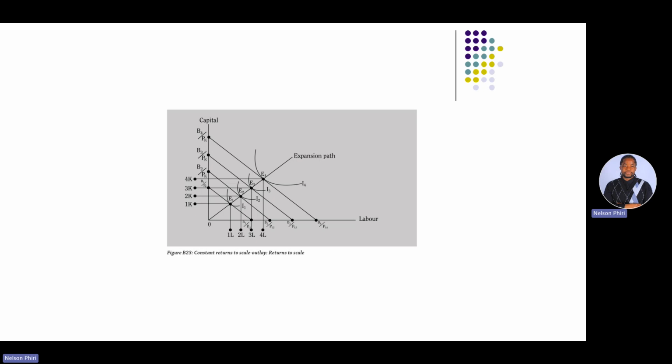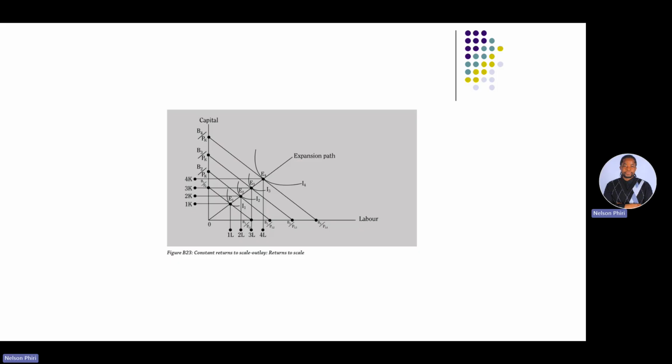Then we have your long run returns. So this is figure B23. This should be figure B23. Let me look at that. Yes, it's figure B23, which is found on page 79. So here we're looking at how you would look at your constant returns to scale. With constant returns to scale, if you increase both your inputs by the same constant, this will result in your output also increasing by the same constant.